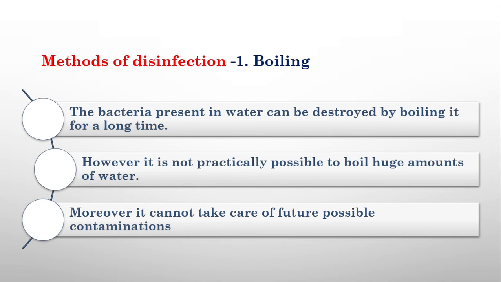First one is boiling. That is a very simple method. The bacteria present in water can be destroyed by boiling it for a long time. Only a short time is needed for boiling water, but if we boil it for a long time, then all the organisms in water will be killed. But it cannot take care of future possible contaminations. Even though the organisms in the water are killed, there may be a chance of again having the presence of bacteria in that boiled water. We cannot avoid that. That is the disadvantage of boiling.